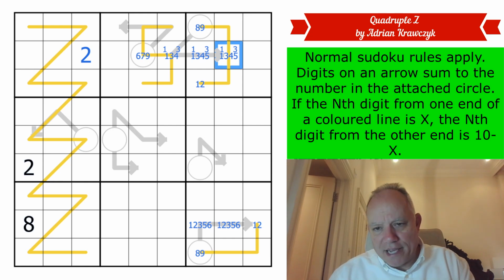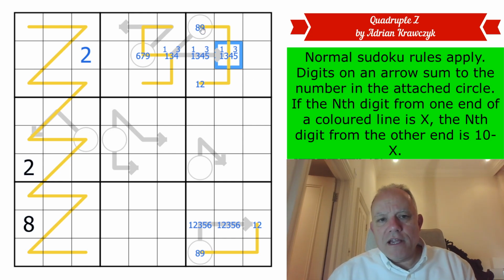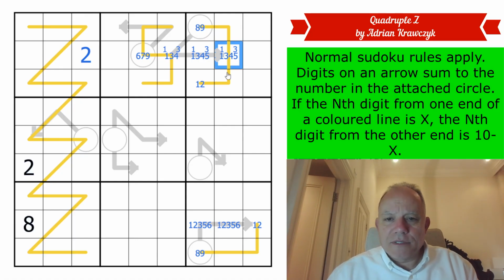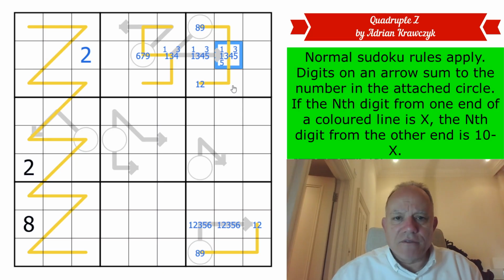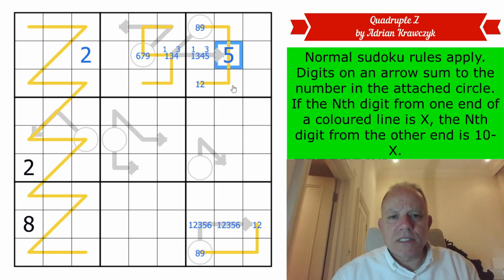That is not the case with this rule. If the nth digit, let's say n is 3, if the third digit from one end of a coloured line is x, then the third digit from the other end is 10 minus x. Now the only x where x equals 10 minus x is 5. So on a central cell on one of these palindromes, we can put a 5.